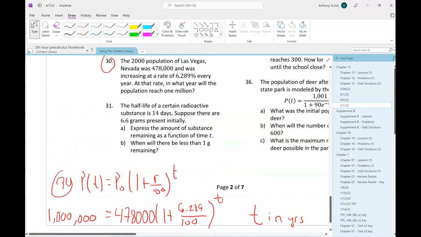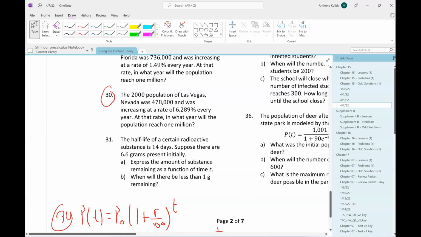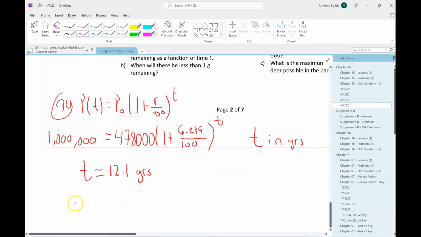So it says, at that rate, in what year will the population reach 1 million? So this is time 0 is 2000, right? So I would say during the year 2012.